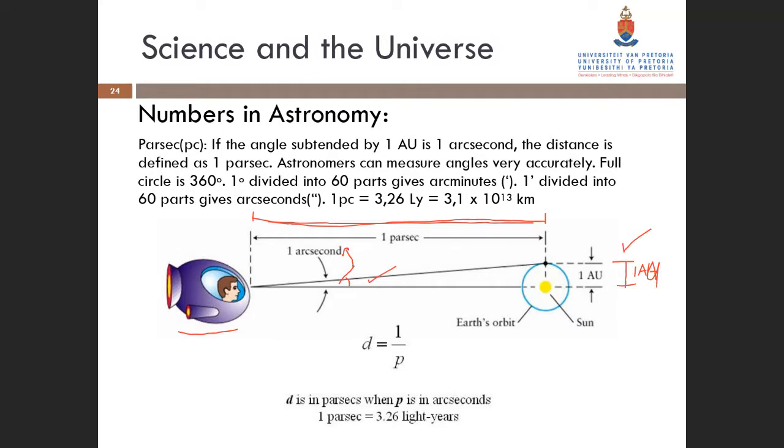So now we can just plug it into our formula where we say d is in parsecs, and that equals 1 over p, where p is the angle in arc seconds. So solving this equation, we have 1 parsec equals 3.26 light years. Does that help a little bit? Yes, this is in the textbook.